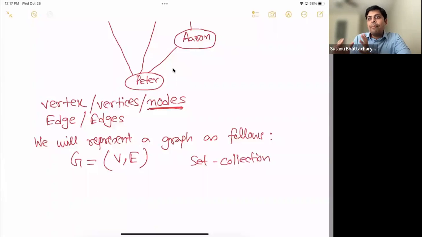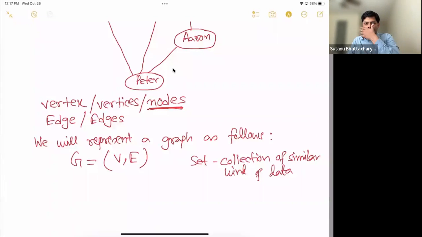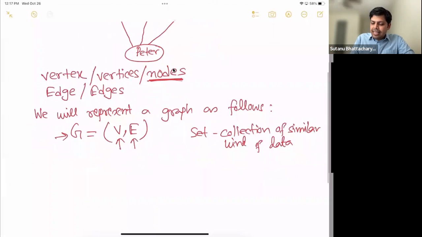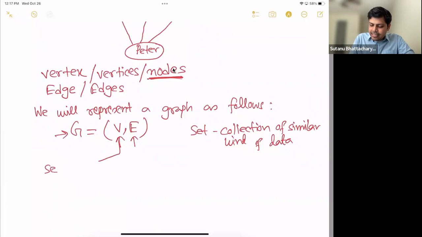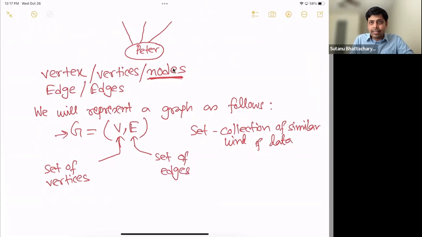Now, a collection of the same kind of data, a collection of similar kind of data. So G is a graph which contains set V and set E. I will cover sets later on, but I will provide enough details about sets so that you don't feel any obstacle to understand this concept. So here V is a set of vertices, and E is a set of edges. So it's a collection of edges and a collection of vertices.